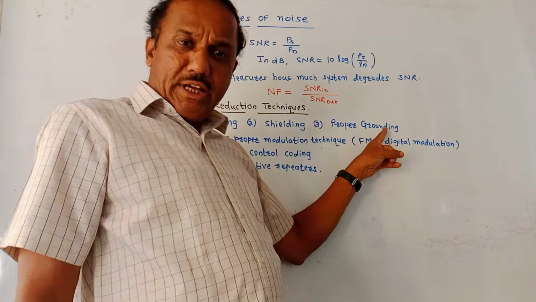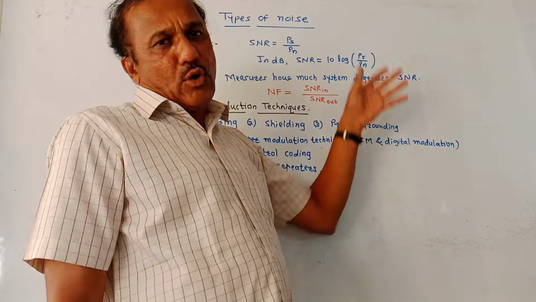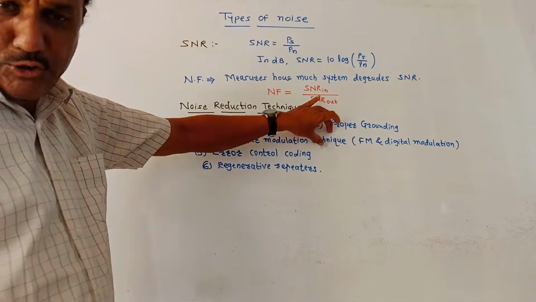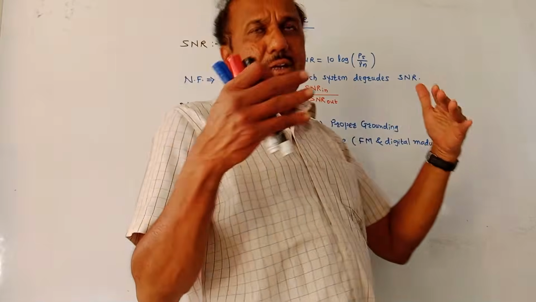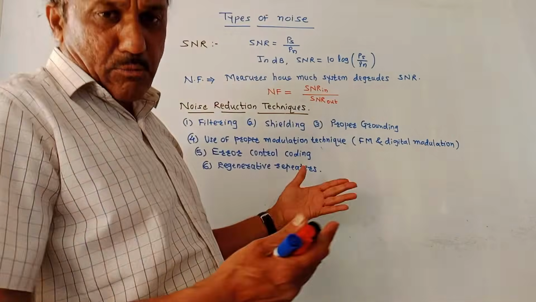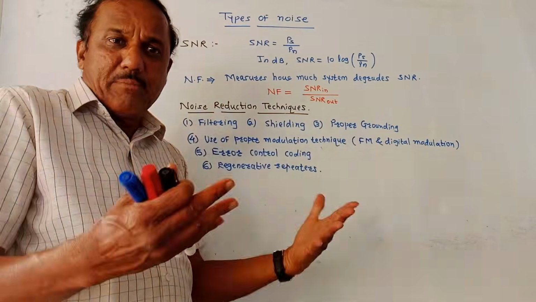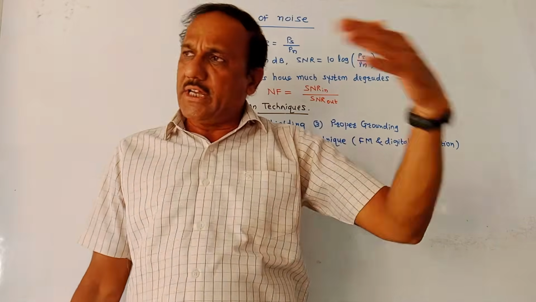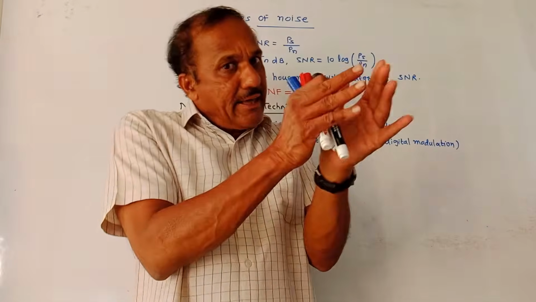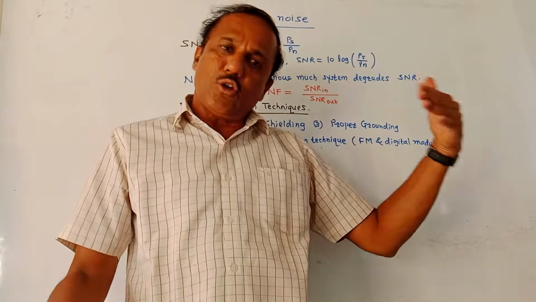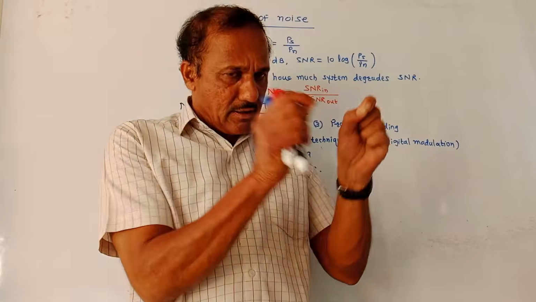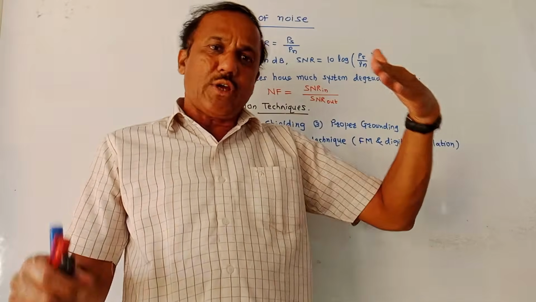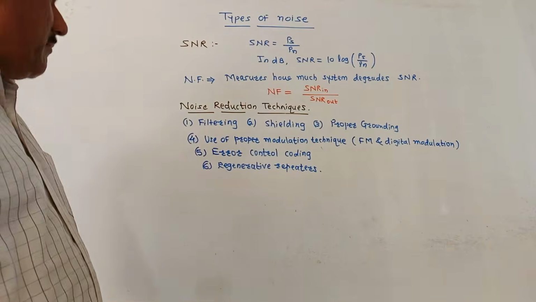Then proper grounding. By providing proper grounding, again noise can be reduced. Then use proper modulation techniques. For example, if you use FM modulation or digital modulation techniques, then noise is minimum compared to the other techniques. Then make use of error control coding. There are various error detection and error correction techniques in digital communication. So select a proper error correction and detection method so that you can minimize the error. That means noise can be minimized.